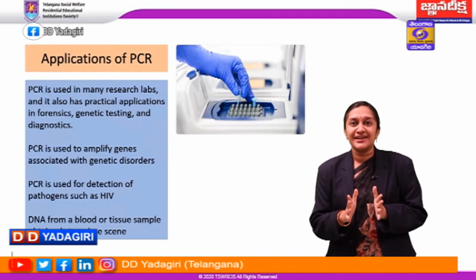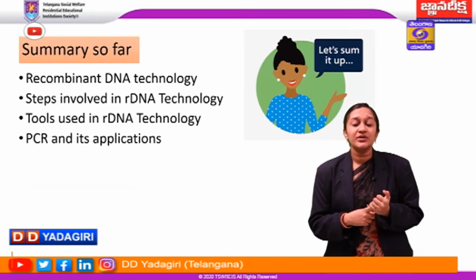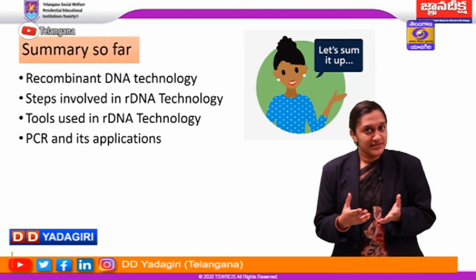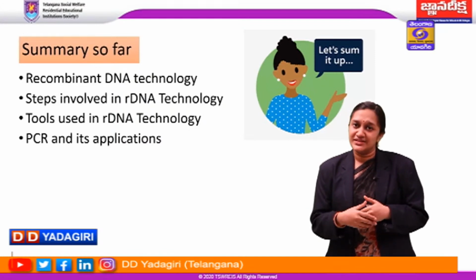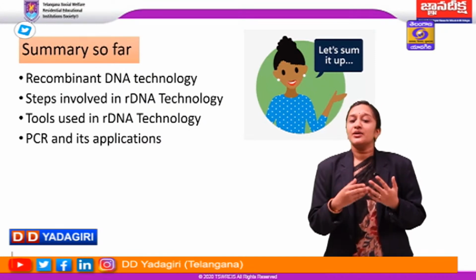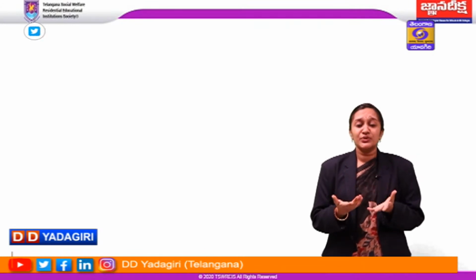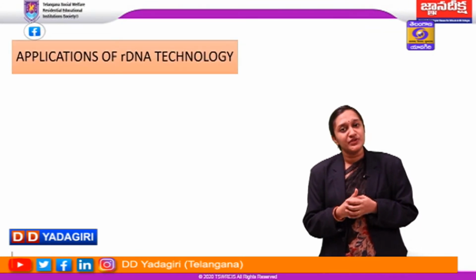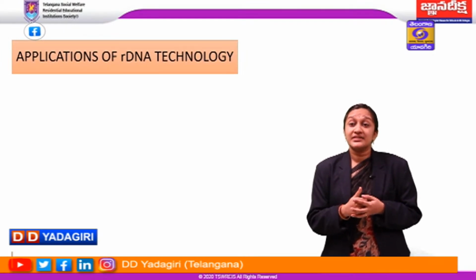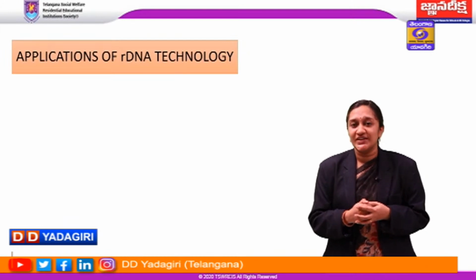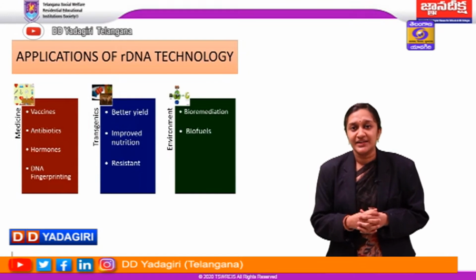I would like to summarize what we have learned until now. We have learned about recombinant DNA technology. What is the concept? What are the steps involved in recombinant DNA technology? And what are the tools used in recombinant DNA technology? Now, we know that we can join the DNA from two different organisms using recombinant DNA technology. Let's look at the applications in various fields of science and technology about recombinant DNA.